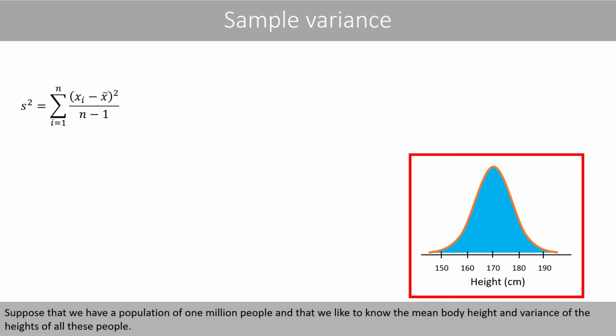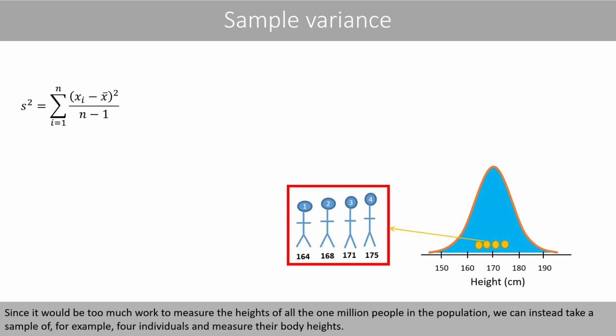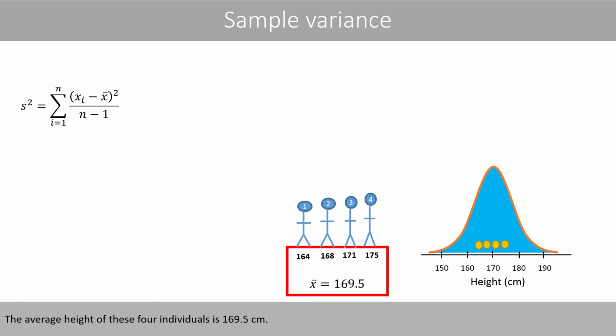Suppose that we have a population of 1 million people and that we would like to know the mean body height and the variance of the heights of all these people. Since it would be too much work to measure the heights of all the 1 million people in a population, we can instead take a sample of, for example, 4 individuals and measure their body heights. The average height of these 4 individuals is 169.5 centimeters.